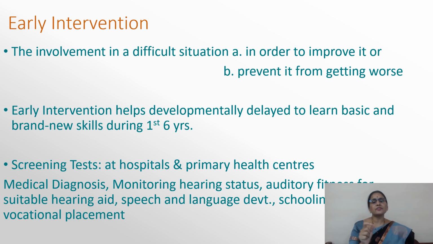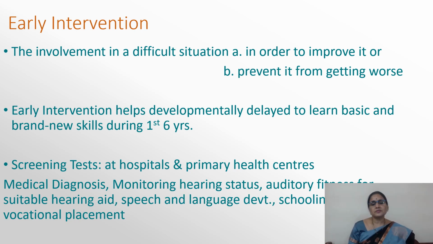How can we identify whether a child has a hearing impairment or not? There are some screening tests. Usually these screening tests are held at hospitals or primary health centers. Why are they doing screening tests? They do the screening test to separate the normal hearing children from the hearing loss children. By identifying the hearing impaired children, the next steps can proceed.